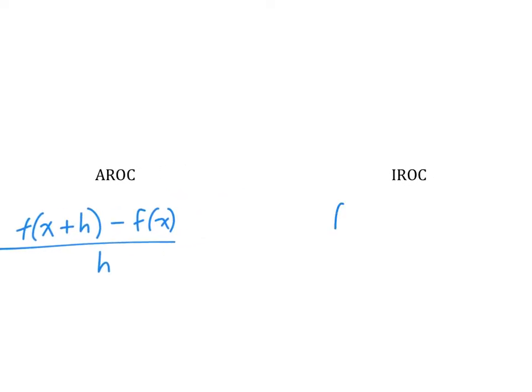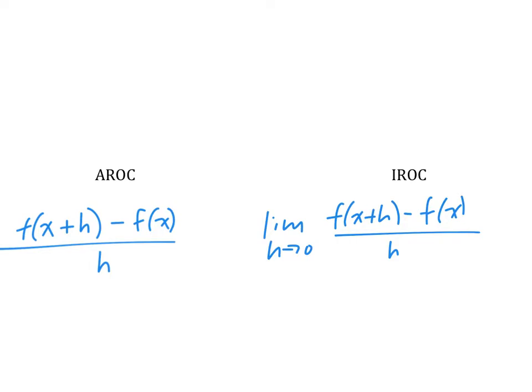Let's write this down so we can compare. AROC is f of, instead of x1, we're just going to call it x, since there is only one x, there's no need to say 1 or 2. So f of x plus h minus f of x over h, that's AROC. IROC is that same formula, but we are making h go to 0. So it's the limit as h goes to 0. So that is the difference between the two.